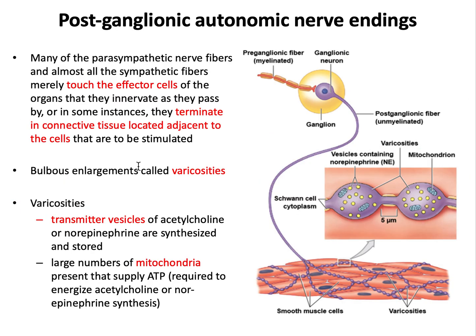Now, with those postganglionic neurons, this should somewhat look familiar to you from our smooth muscle lecture. But instead of having that typical synaptic terminal coming down and forming a synapse with one cell on the postsynaptic side, what we see with the majority of both parasympathetic and sympathetic postganglionic nerve fibers is that rather than having just a synaptic terminal innervating one cell, we have these structures called varicosities.